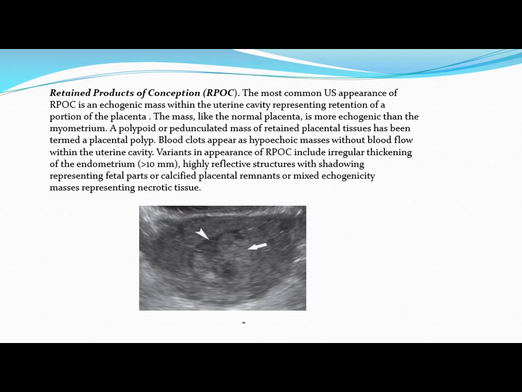Variants in appearance of retained products of conception include irregular thickening of the endometrium, thicker than 10 mm, highly reflective structures with shadowing, representing fetal parts or calcified placental remnants, or mixed echogenic masses representing necrotic tissue.